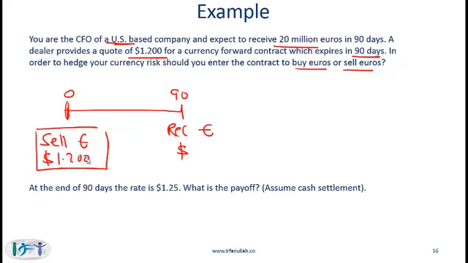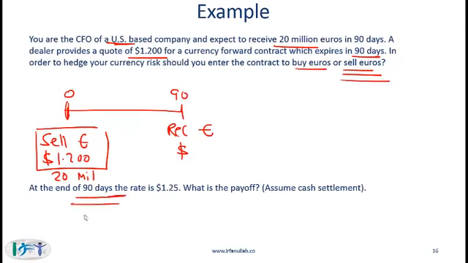1.200. What this means is that when you get your 20 million euros, and that 20 million also needs to be specified in the contract, you can go to the dealer and sell the 20 million euros at $1.2 per euro. So the answer here is that you will enter into a contract to sell euros.